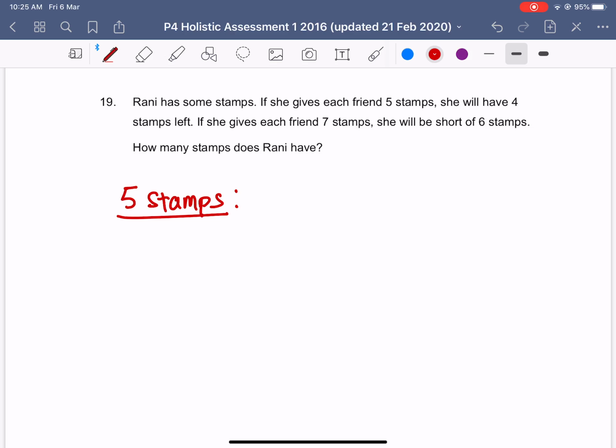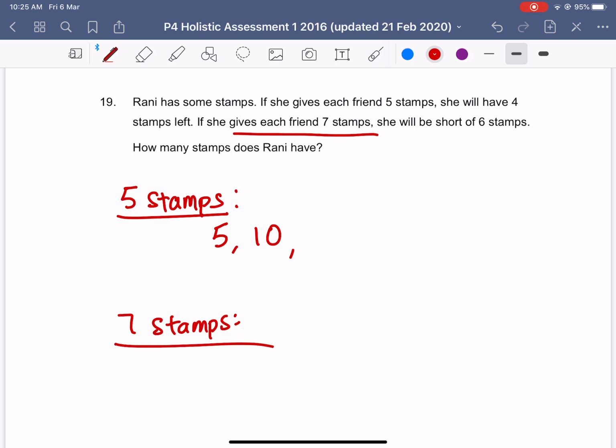But she can also give, instead of 5 stamps, let's say she's generous enough, she can give her friends 7 stamps instead. Now we do not know how many friends she has. If she gives 5 stamps to each person, she will need 5 if there's only one friend. If she has 2 friends, she will need 10 stamps. If she has 3 friends, 15 stamps. If she has 4 friends, 4 times 5, she'll have 20.